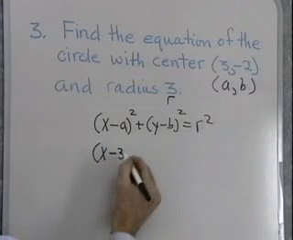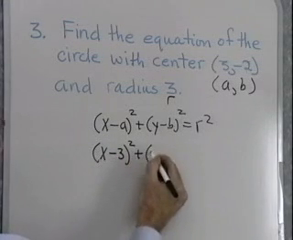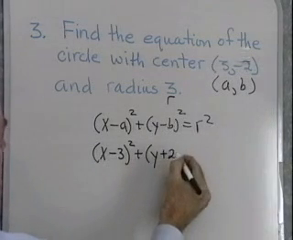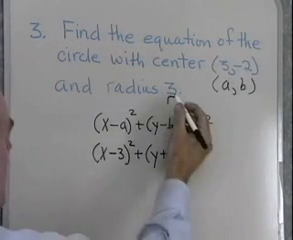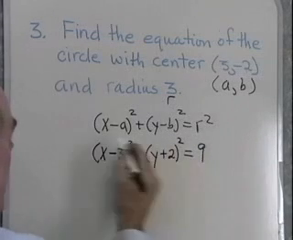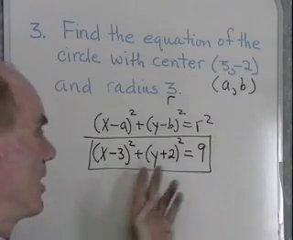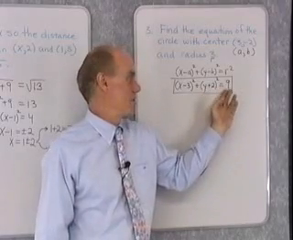(x - 3)² + (y - (-2))², which will be (y + 2)², is equal to 3², which is 9. So (x - 3) quantity squared plus (y + 2) quantity squared is equal to 9.